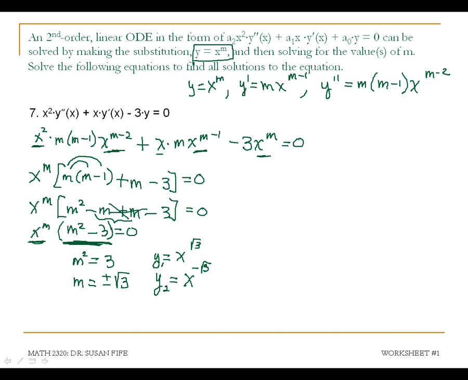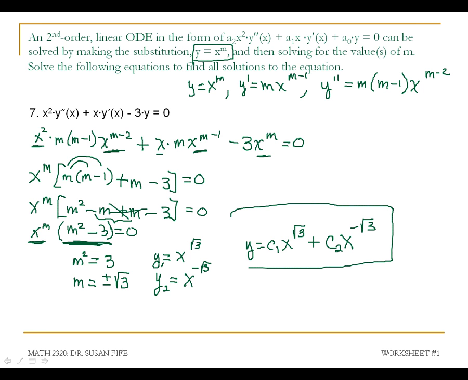And so our general solution to the equation is y equals c1 x to the square root of 3 plus c2 x to the negative square root of 3. And in this case we cannot solve for c1 and c2 because we're not given any initial values or boundary values.